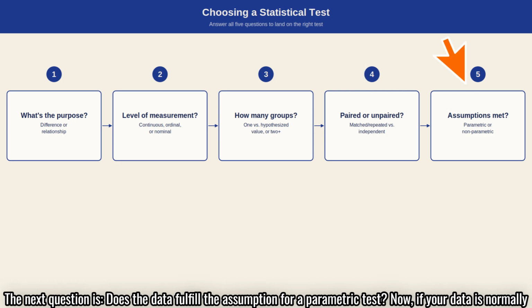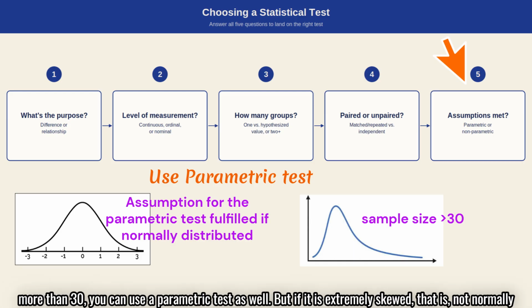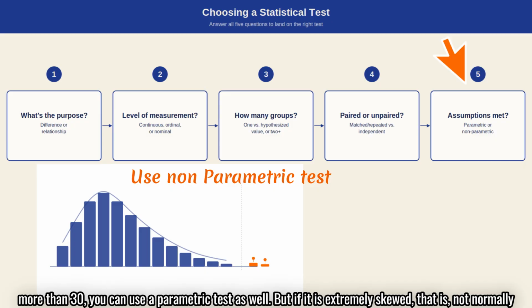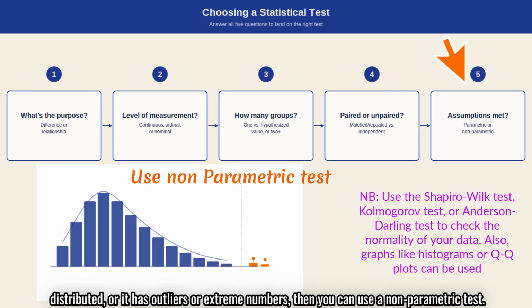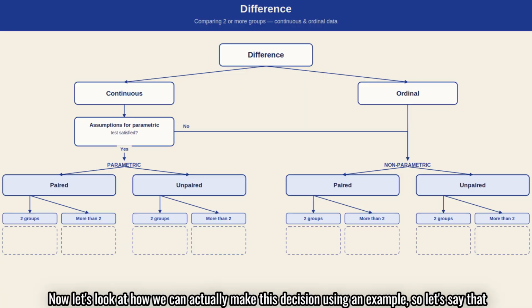And the next question is, does the data fulfill the assumption for a parametric test? Now, if your data is normally distributed like this, then you can use a parametric test. If it is skewed and you have a big sample size that is more than 30, you can also use a parametric test. But if it is extremely skewed, that is, it is not normally distributed, or it has outliers or extreme values, you can use a non-parametric test. Now, let's look at how we can actually make this decision using an example.